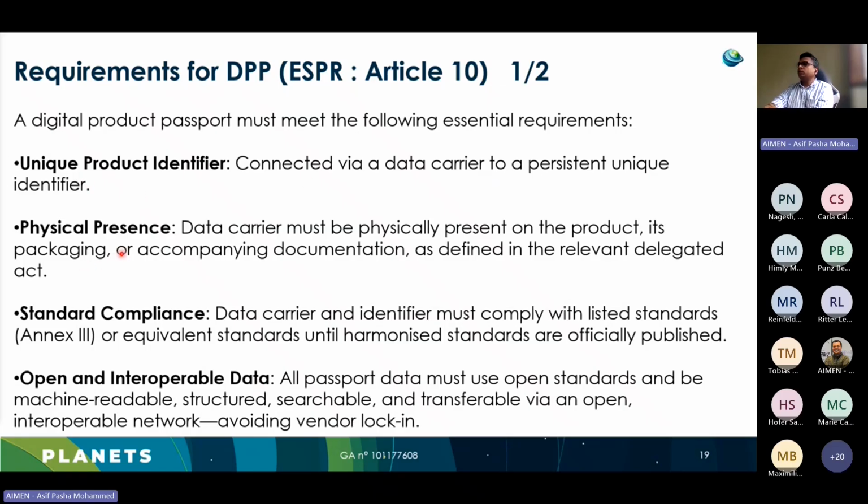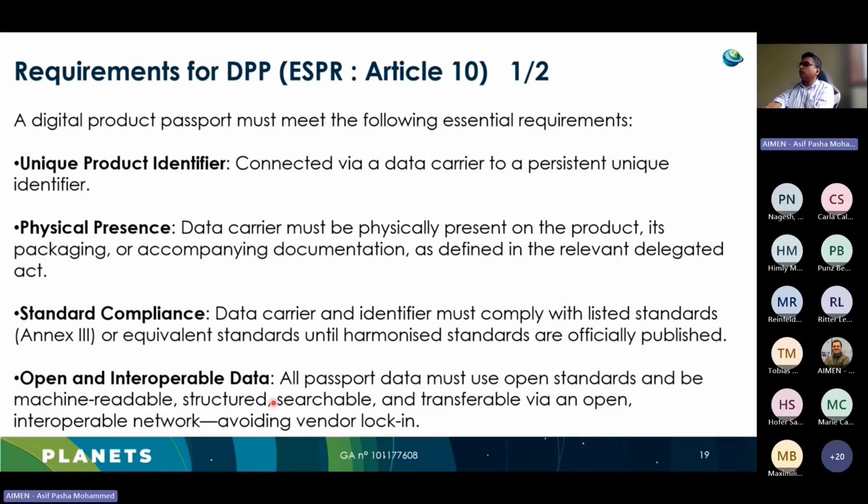And then you have the physical presence. So yeah, the data carrier must be physically present. It should be stuck to the product itself, the packaging, or the documentation as defined in the delegated act. Standard compliance. So the data carrier identifier must comply with listed standards or equivalent standards until harmonized standards are officially published. This is also ongoing now.